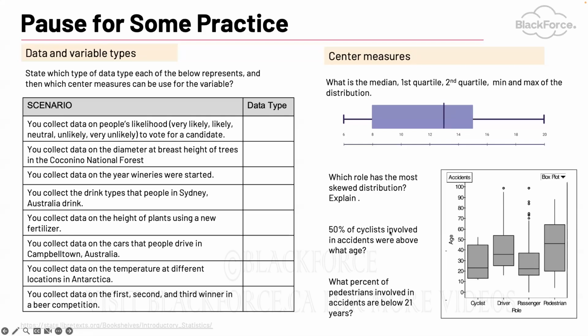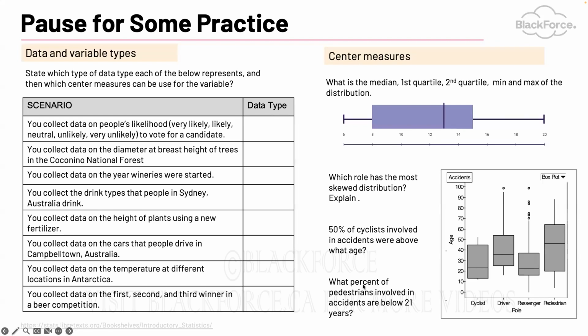Now it says 50% of cyclists, so now we're in this distribution, 50% of cyclists involved in accidents were above what age? Will someone attempt that? Excellent, above 25. The number is somewhere between 20 to 30. As far as I understand, the concept here is like 24, 23. But the median line cuts the distribution into two, so you have 50% on one hand, 50% on the other hand.